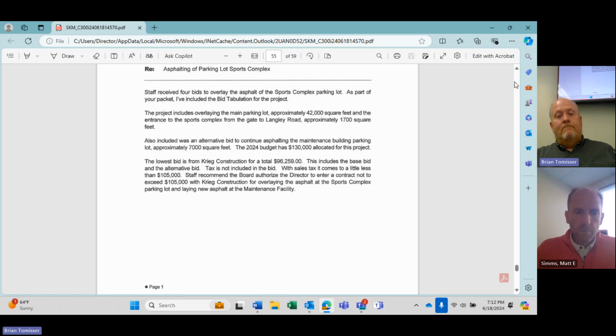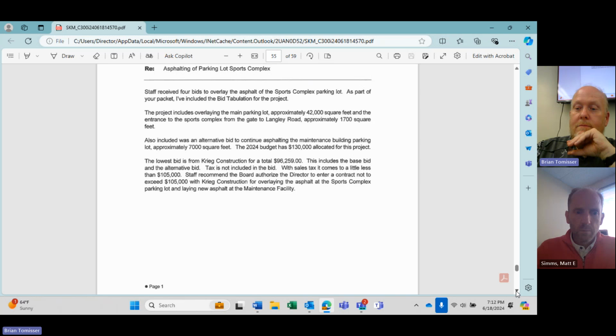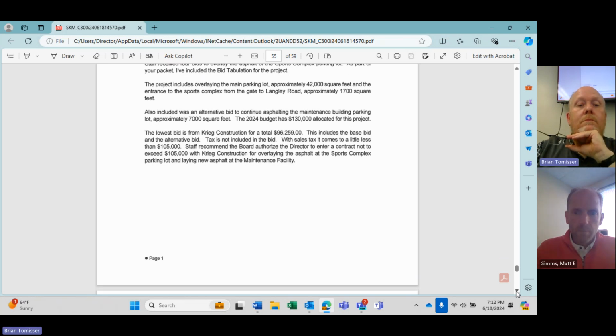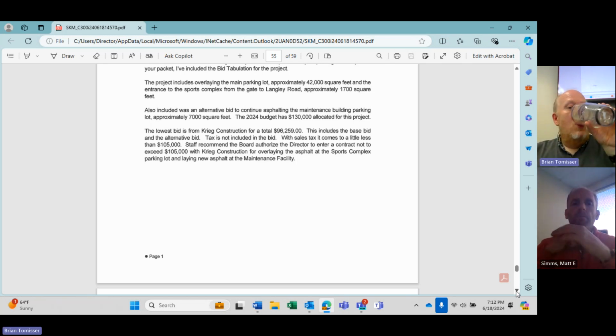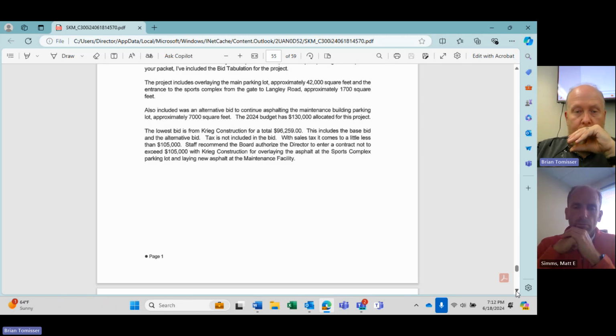If there's no further discussion, I'd entertain a motion. I'll make a motion that Parks enter a contract not to exceed $105,000 with Craig Construction for overlaying the asphalt at the sports complex parking lot and laying new asphalt at the maintenance facility. I will second that motion. It has been moved and seconded that the park enter into a contract not to exceed $105,000 with Craig Construction for overlaying the asphalt at the sports complex parking lot and laying new asphalt at the maintenance facility.